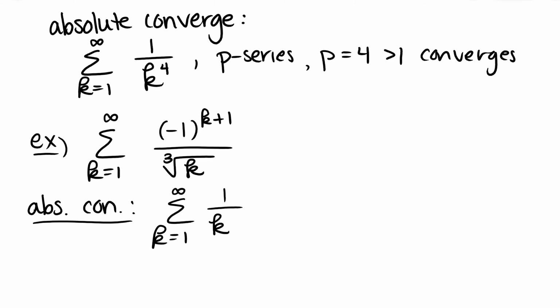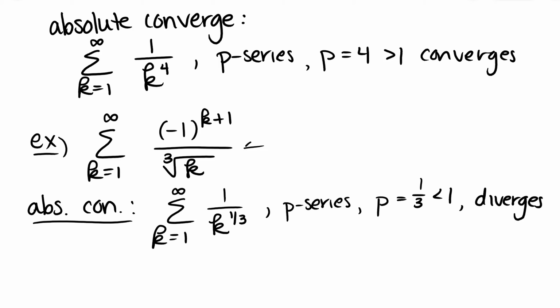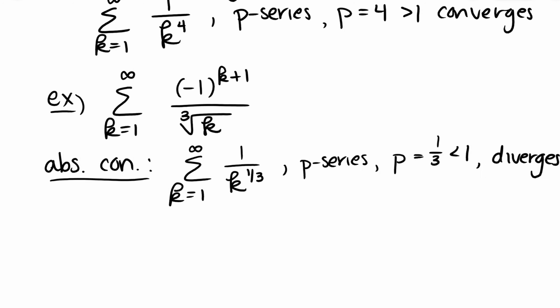I'm going to rewrite this as k to the 1/3 because I know this is a p-series of some sort, right? So if I take the absolute value, that means that negative 1 to the k plus 1 is gone. I get 1 over k to the 1/3. This is a p-series with p equal to 1/3, which is less than 1, so it diverges. So what do I know about my series up here? It is not absolutely convergent. You need to show me that. So right here I know it's not absolutely convergent.